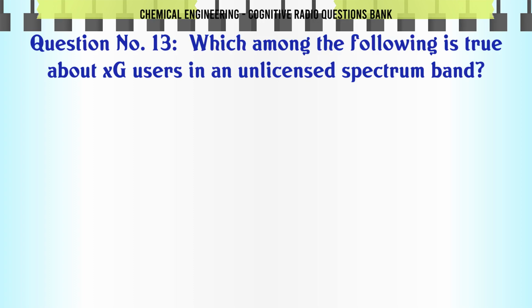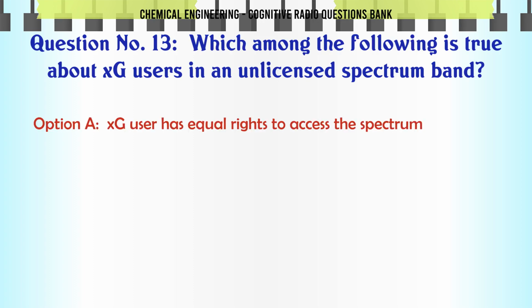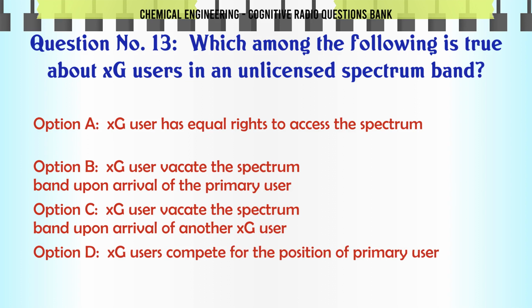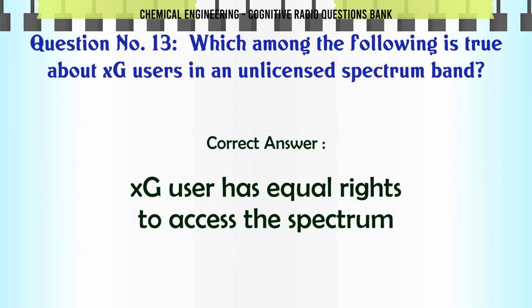Which among the following is true about XG users in an unlicensed spectrum band? A. XG user has equal rights to access the spectrum. B. XG user vacates the spectrum band upon arrival of the primary user. C. XG user vacates the spectrum band upon arrival of another XG user. D. XG users compete for the position of primary user. The correct answer is XG user has equal rights to access the spectrum.